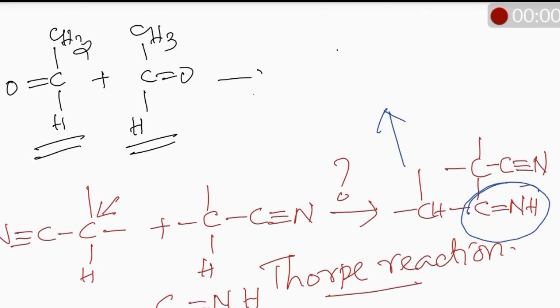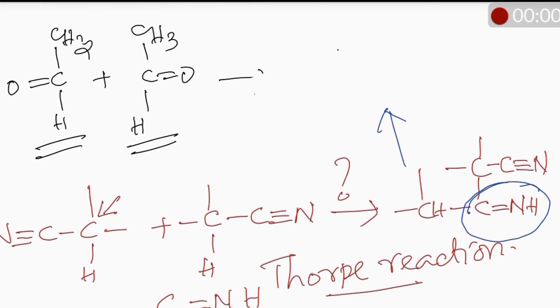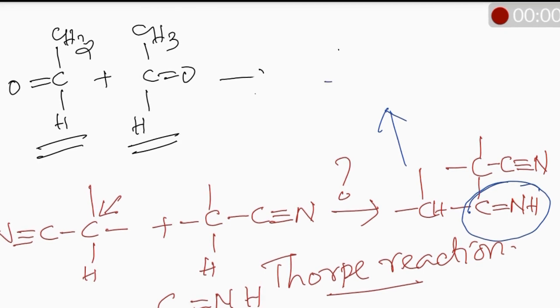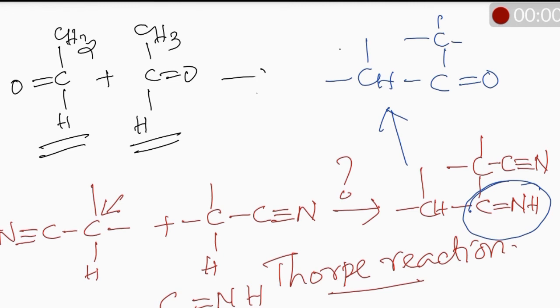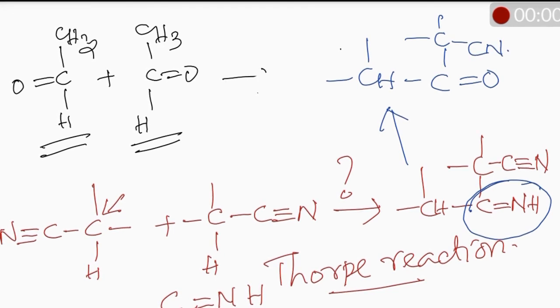As expected, the C=NH bond could be hydrolyzed. So beta keto nitriles can be prepared in this manner. So this could be prepared in this manner.